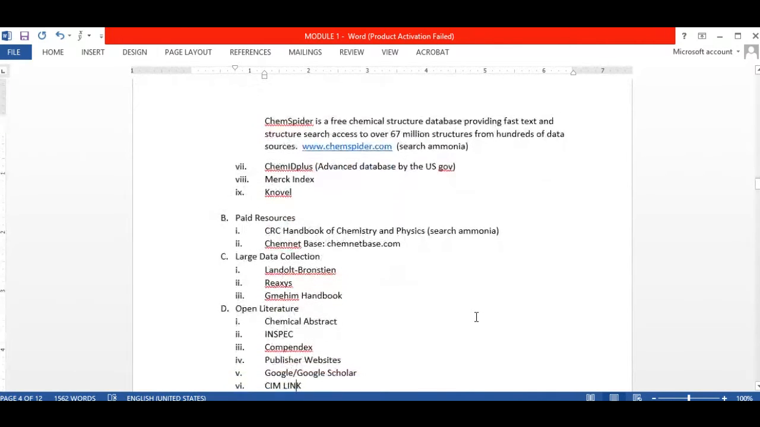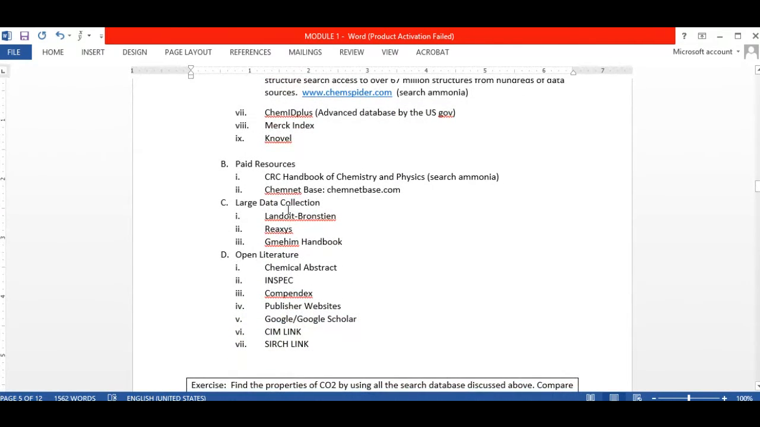And the paid resources are many. You have to pay there, okay? You have to use your credit card or your debit card. These are the CRC Handbook of Chemistry, ChemNetBase.com, Landolt-Börnstein, Reaxys, Perry's Handbook, Chemical Abstracts, Inspec, Compendex, publisher websites, Google. Google Scholar you can find. Same link, same link. Okay.